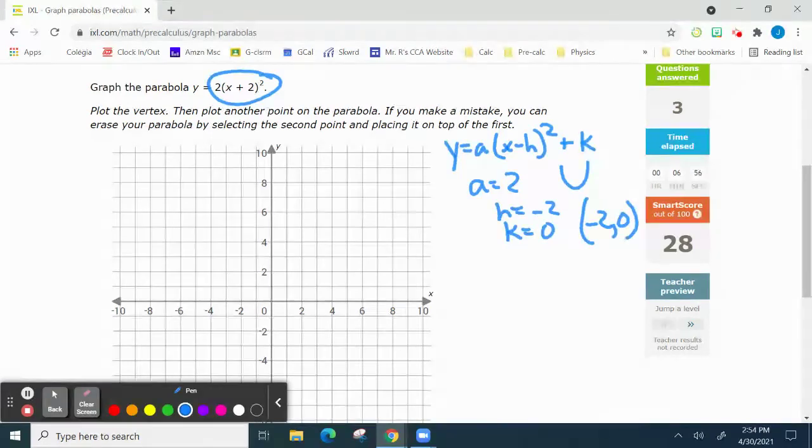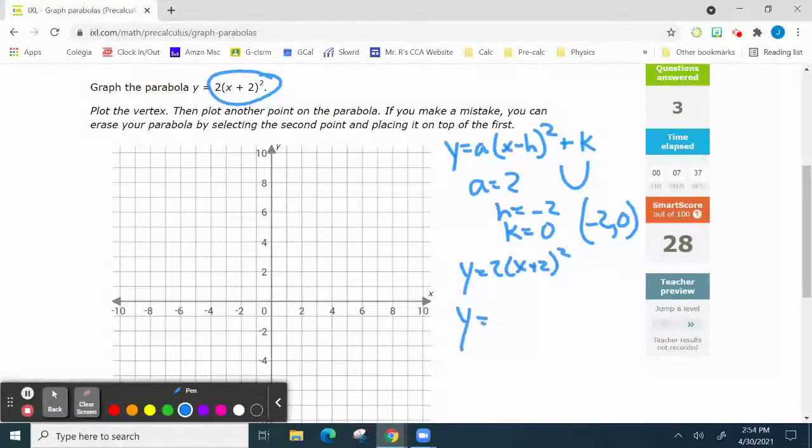And then we'll just have to put in a number that is easy for x. So our actual equation is y equals 2 times x plus 2 squared. If I put 1 in for x, I'm going to get 1 plus 2 is 3, and 3 squared is 9, and 9 times 2 is 18. So it works. There's nothing wrong with putting a 1 in for x, but it'll be off the grid that we have, so it doesn't work well. But if we put a negative 1 in for x, that will work. So that's what we're going to do.